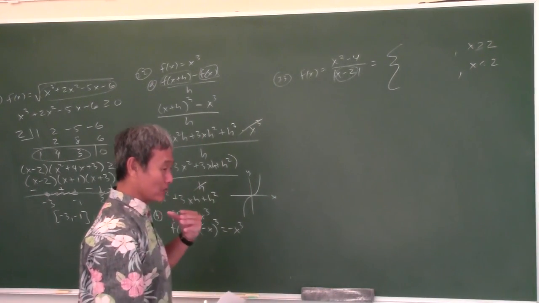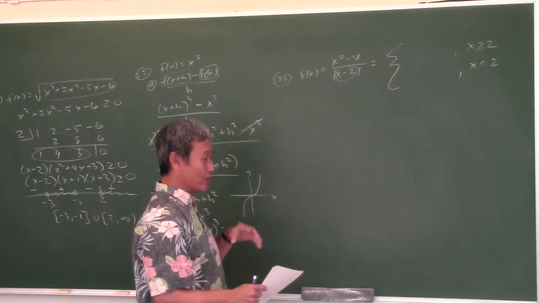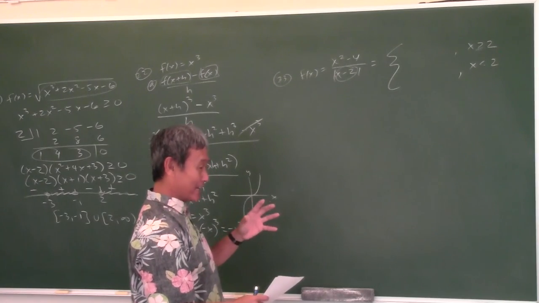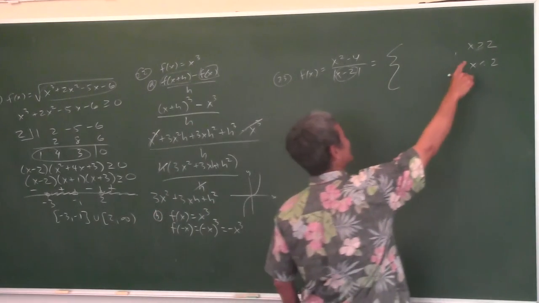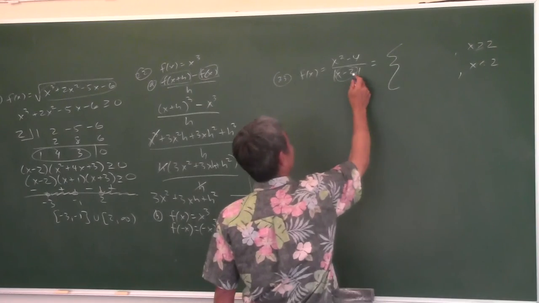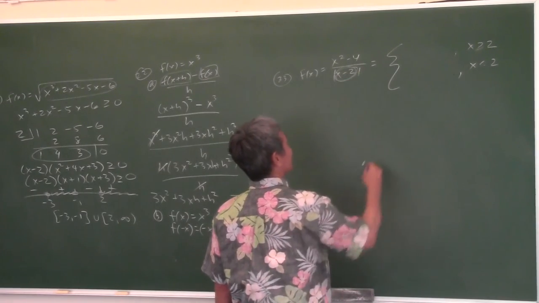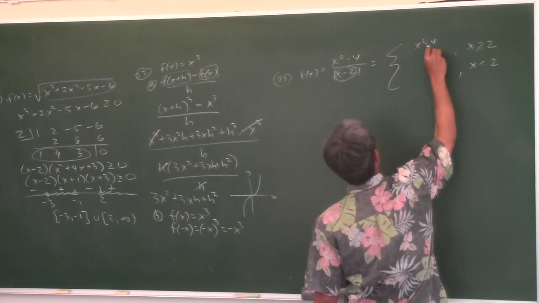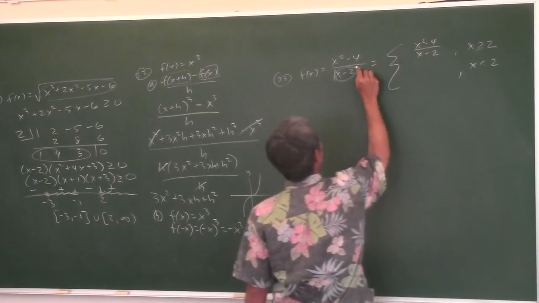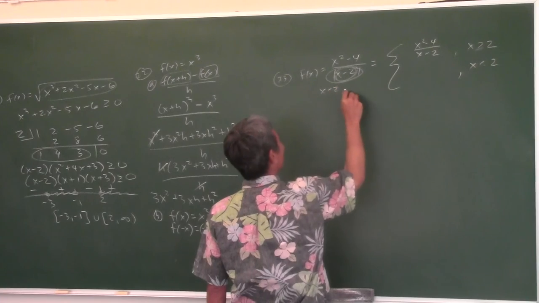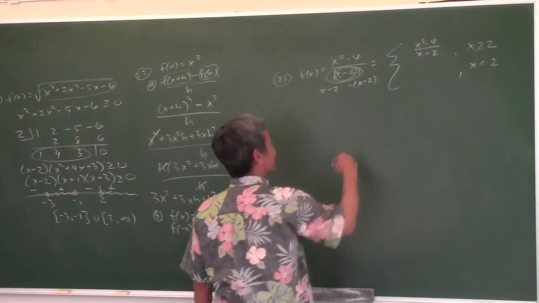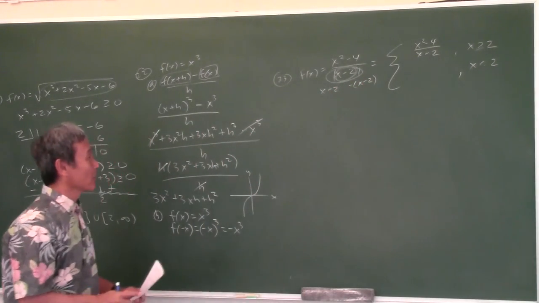Now remember how absolute value works. If the inside is positive, you leave it alone. If the inside is negative, you negate it. Now if x is greater than 2, think of a number greater than 2, like 3. Then isn't that going to be positive? So you leave it alone. See, this thing here, it's either you leave it alone or you negate it. That's how absolute value works.